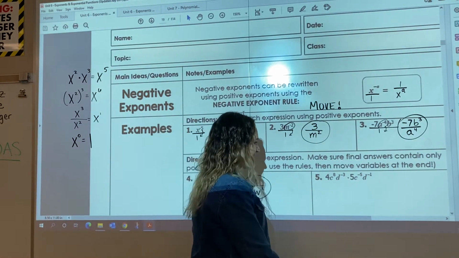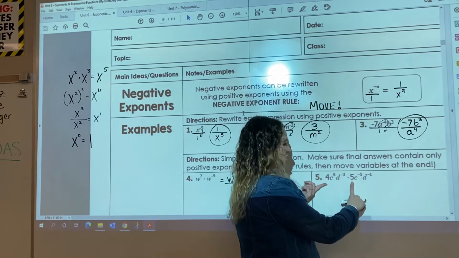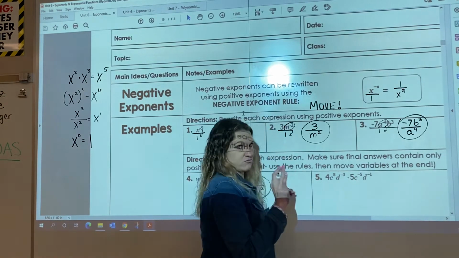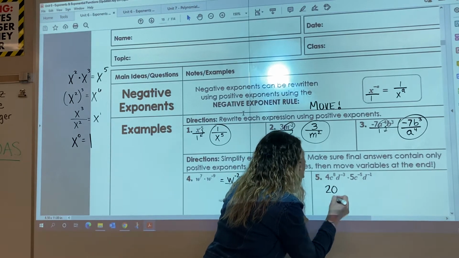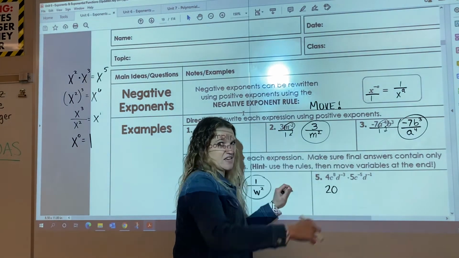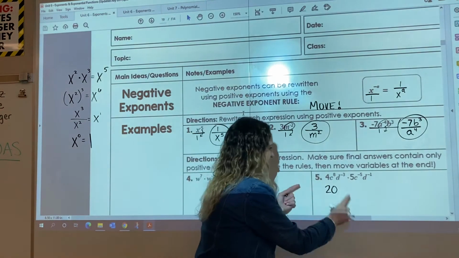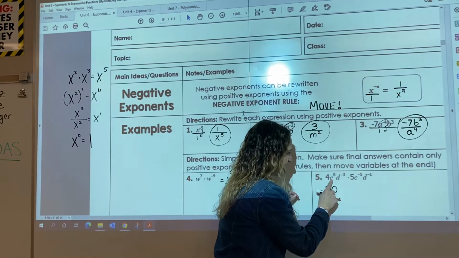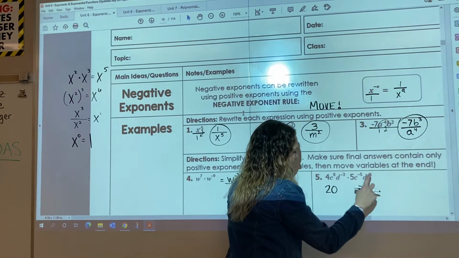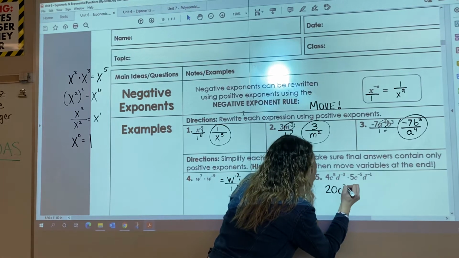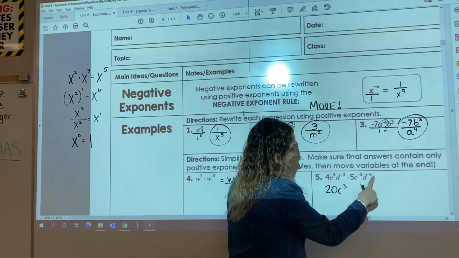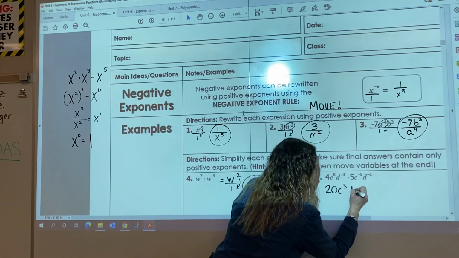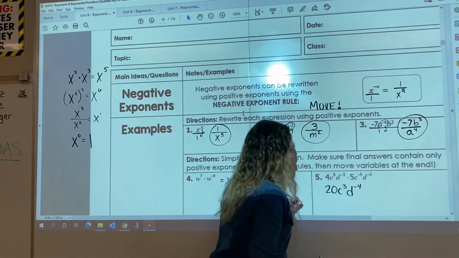Let's try number 5. First thing I'm going to look at is we're multiplying our coefficients. They both don't have exponents, so 4 times 5 would give me 20. Next, we're going to multiply across, which means we're going to add our exponents. We have c to the 8th, c to the -5th. When I add those together, I get c cubed. D to the -3rd and d to the -1st. If I add those together, I'm going to get d to the -4th.